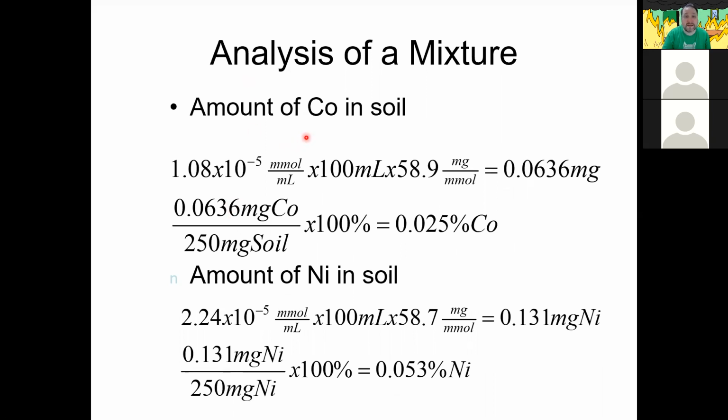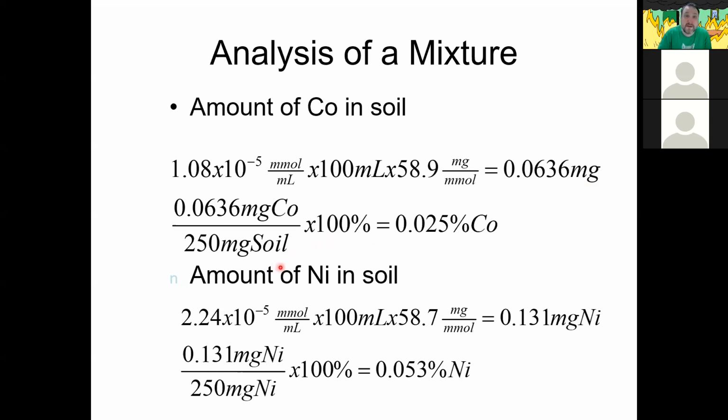They wanted that as a percentage, so we're going to take our millimoles per liter, our concentration in moles per liter. I'm then going to multiply that by our volume, and we're going to end up with 0.063 milligrams. And we'll divide the milligrams of cobalt by the milligrams of our total soil sample, multiply by 100, and we get 0.025% cobalt.